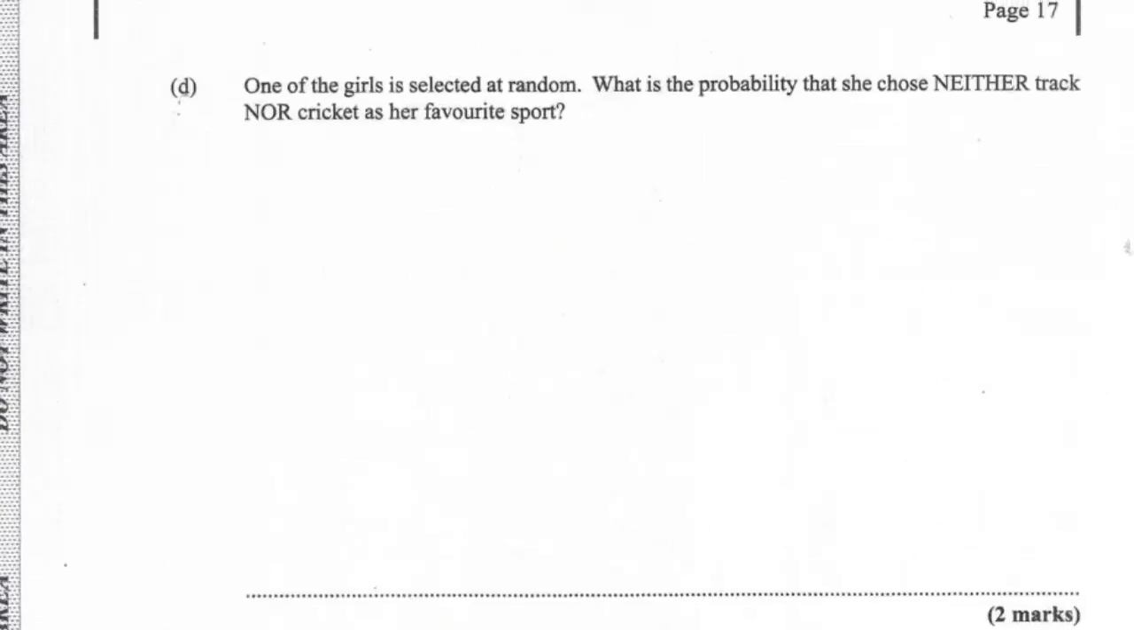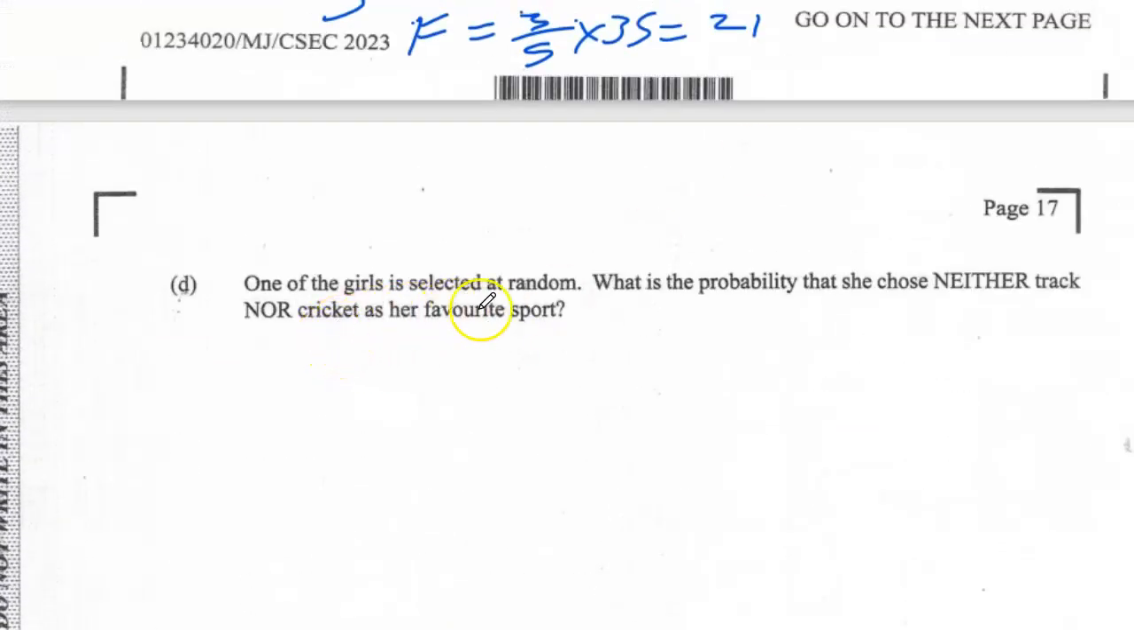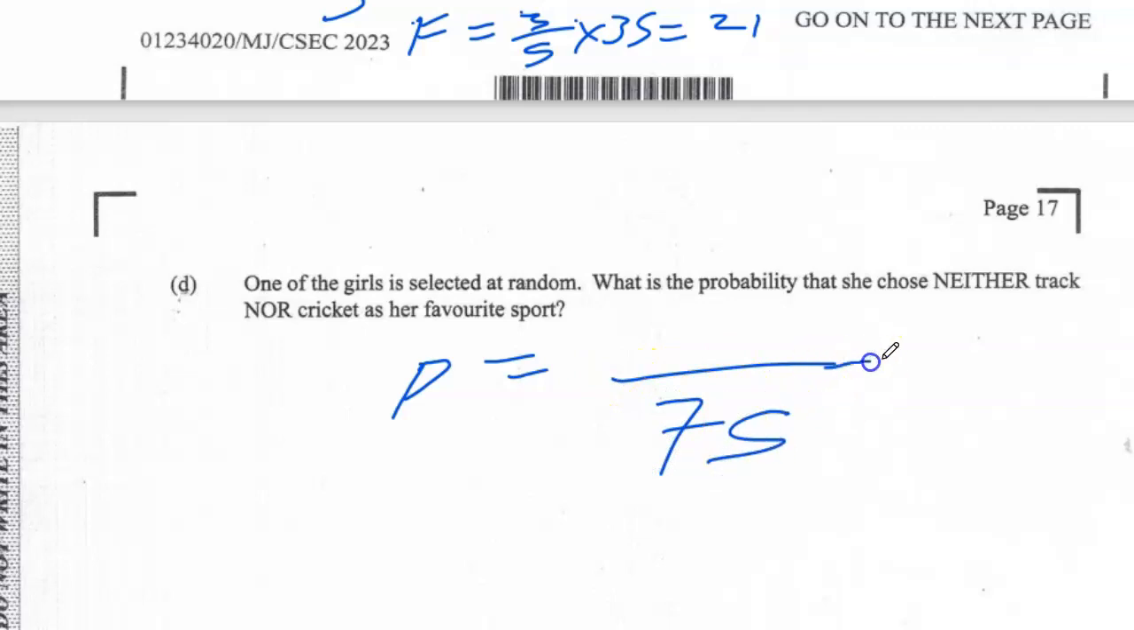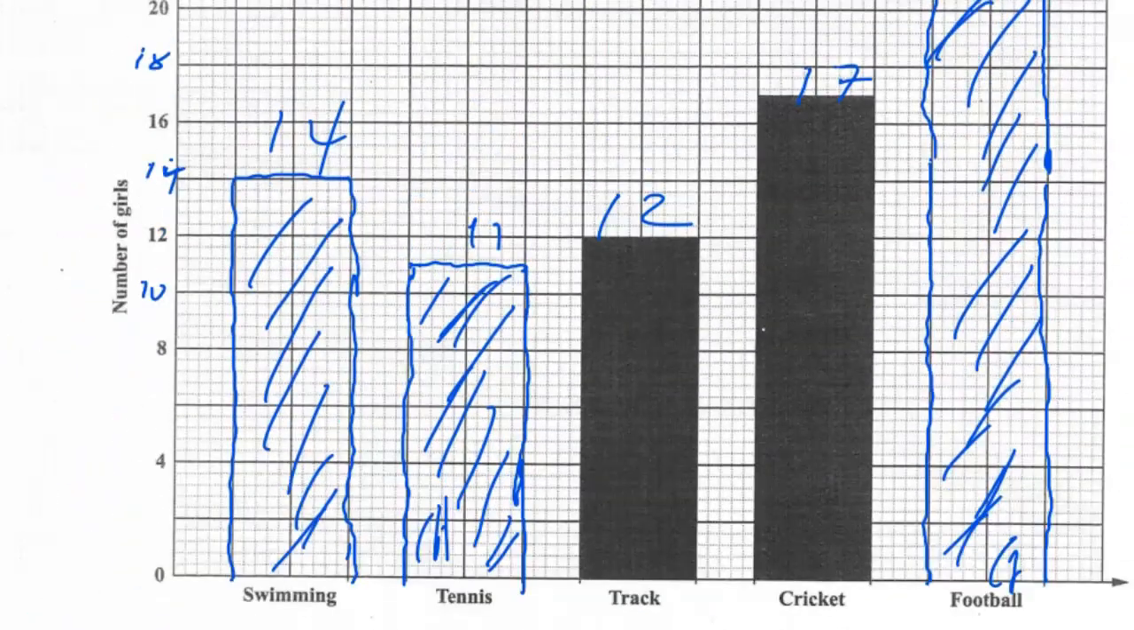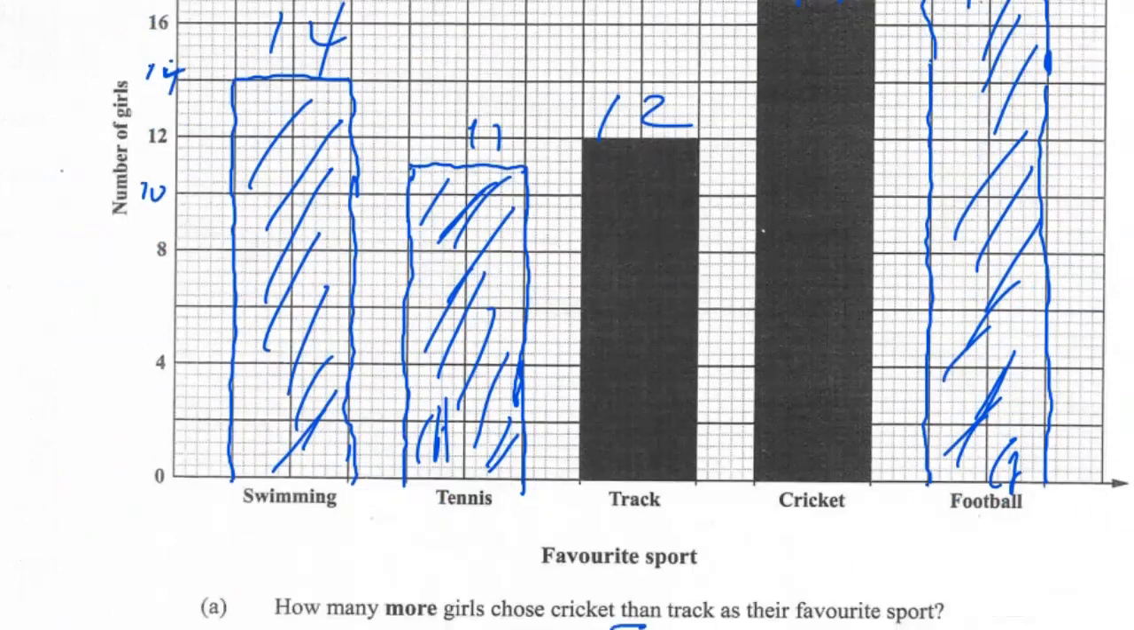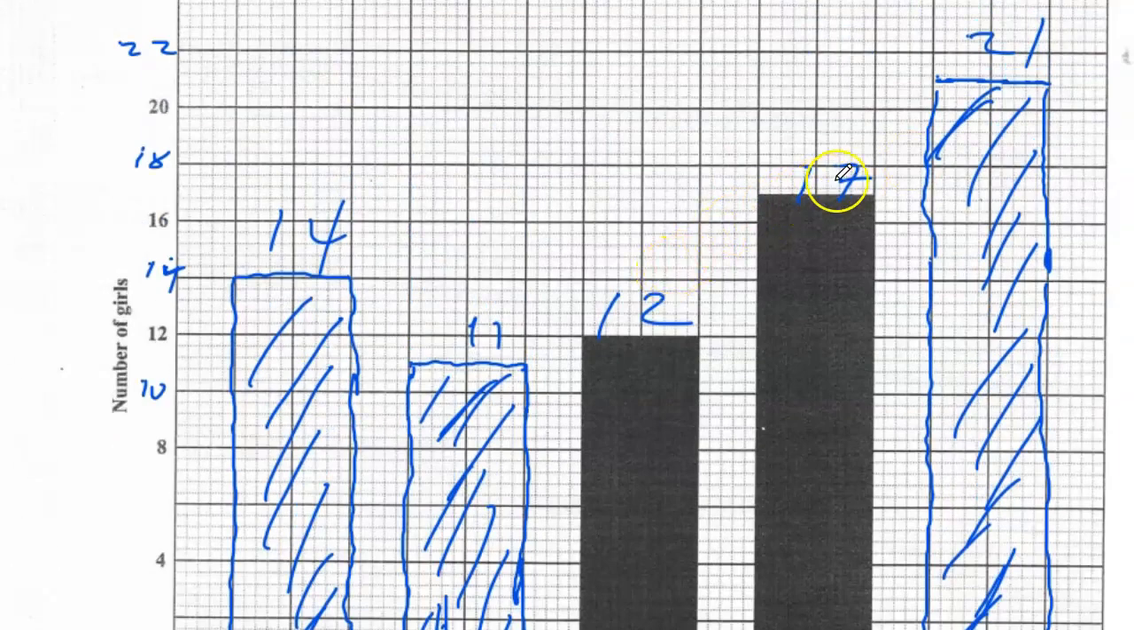All right, let's continue. Next question. One of the girls is selected at random. What's the probability that she would choose neither track nor cricket as her favorite sport? So remember the total number of girls was 75, and we need the number that chose neither track nor cricket. So let's look at the totals again. Track was 12 and cricket was 17.